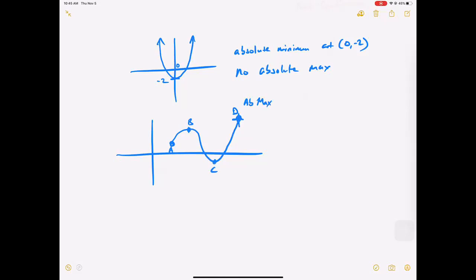What is my absolute minimum? C, because that's lower than anyone else, right? This is Oscar the Grouch, the lowest place on Sesame Street. And we have local maxes and mins along here too. So a local max would have been B. This is a local max. And then A would be a local min.